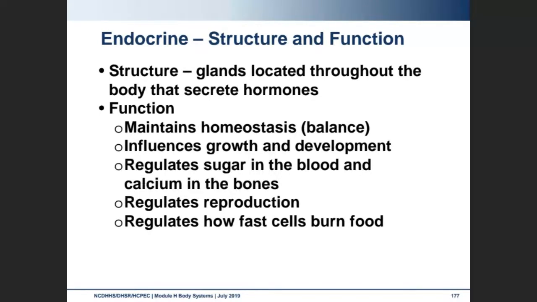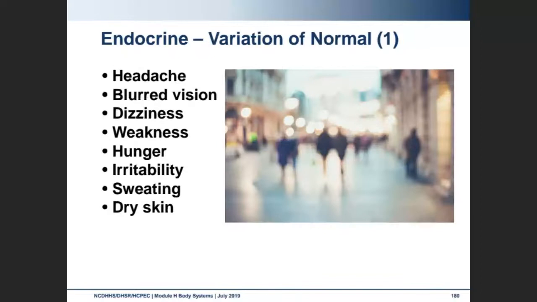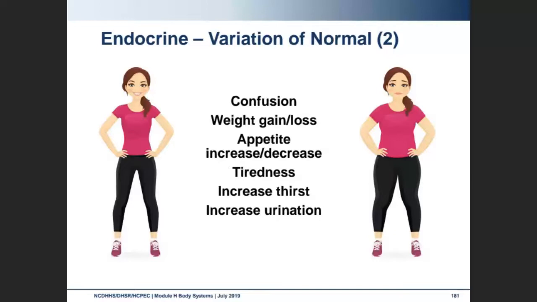When we age, a normal change of aging is to have decreased levels of those hormones and chemicals, including decreases in insulin production, and our body becomes less capable to deal with stress because of these changes in these chemicals and hormones. Variations from the normal that you want to report right away: headache, blurred vision, dizziness, weakness or hunger, irritability, sweating, dry skin, confusion, significant weight gain or loss, changes in appetite, tiredness, increased thirst, and increased urination.